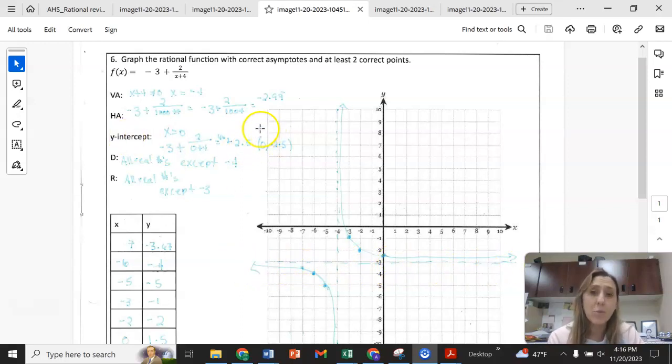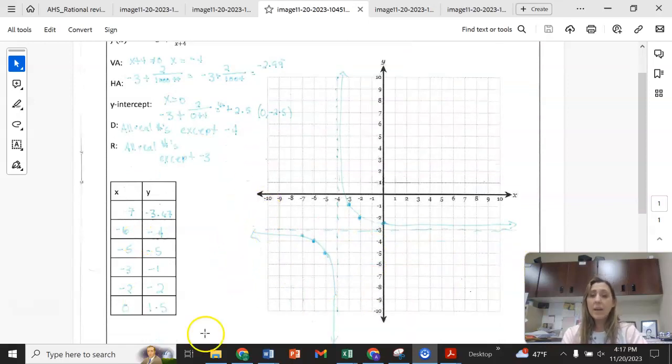Now your y-intercept is a point, so it should say (0, -2.5). So right there. And I went ahead and graphed it as soon as I found it. Then our domain is going to be all real numbers except -4. -4 is that vertical asymptote. And our range is going to be all real numbers except -3, which is right here. So -4 goes with the x values and -3 goes with the y values.